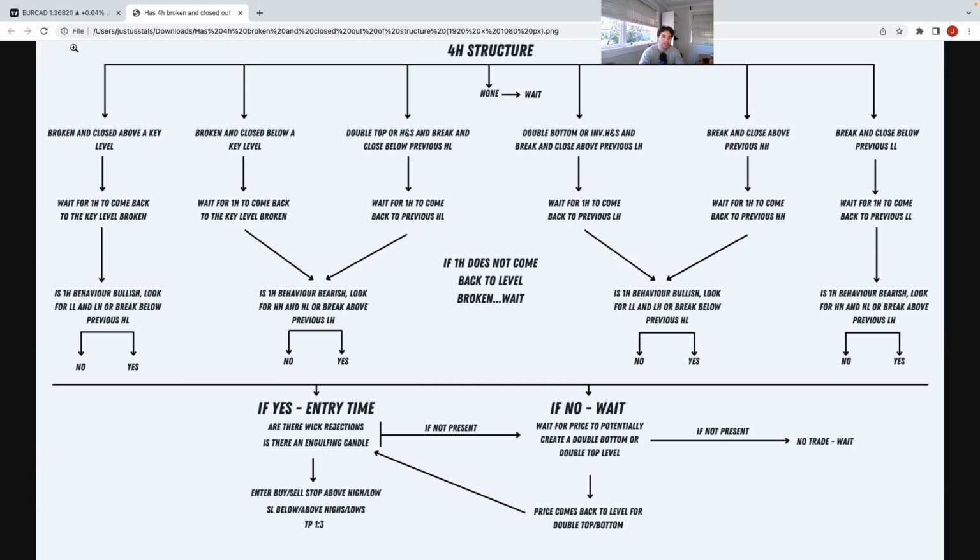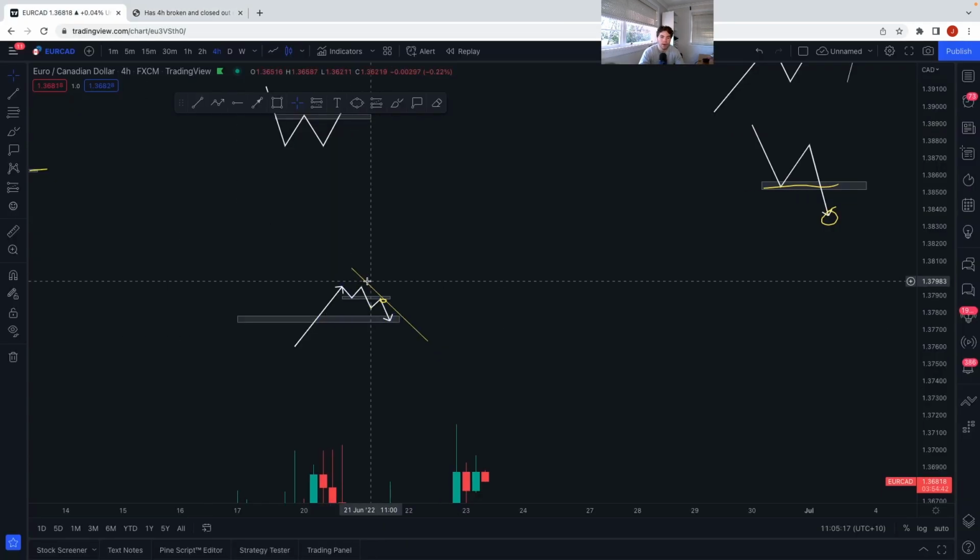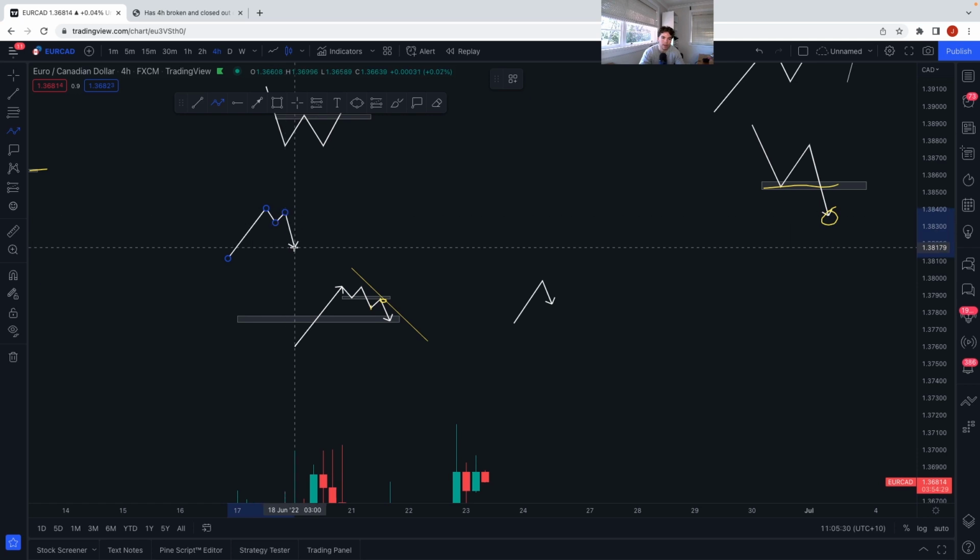What I want you to understand now is whether price breaks the level and then comes straight back, or whether price breaks the level and creates some sort of structure, any structure. It could be price breaks above and creates something like this. So let's say these are the key levels here. Why can't we trade this yet? Why can't we trade off the single touch?